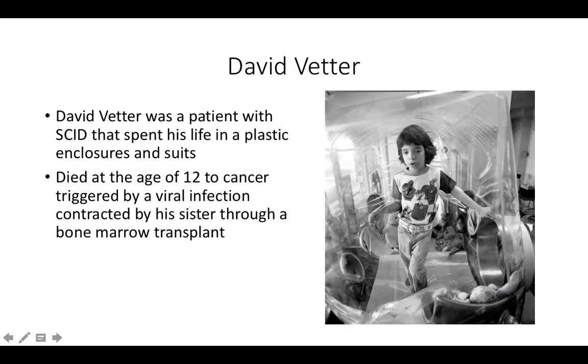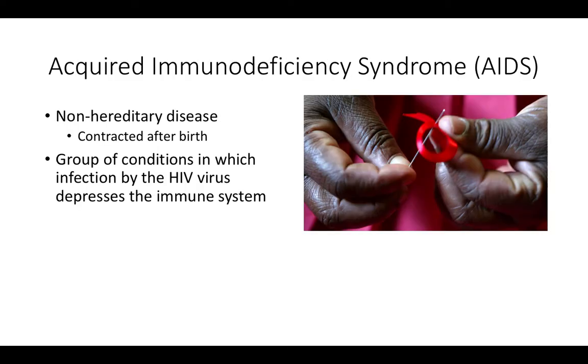So that little boy that we saw, his name is David Vetter. He was a patient that lived with SCID and spent his entire life in plastic enclosures and plastic suits like we saw in the last picture. And he actually died at the age of 12 due to cancer that was triggered by a viral infection that he contracted when they tried to give him a bone marrow transplant from his sister, who was carrying this virus. When they transplanted the bone marrow from the sister to him, he developed a viral infection which resulted in cancer and eventually killed him.